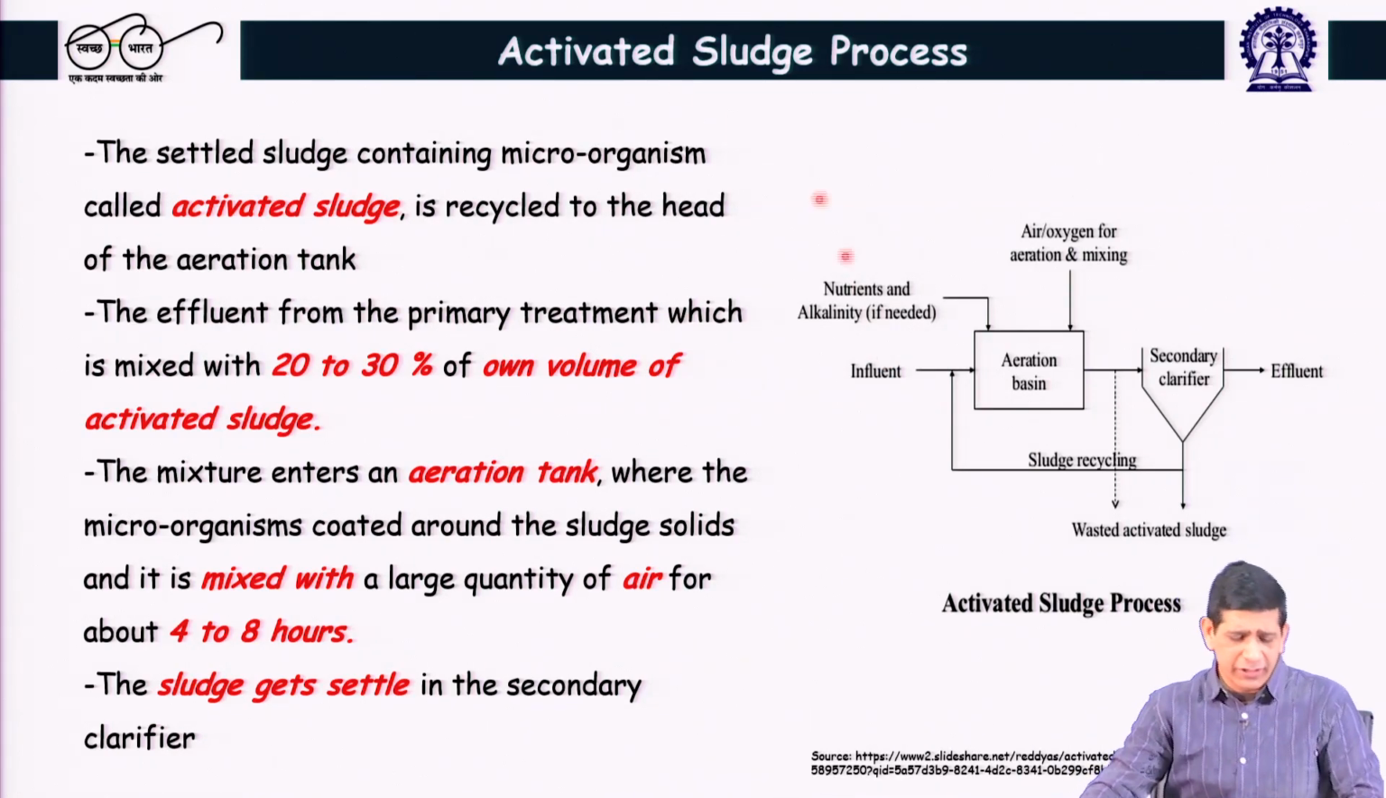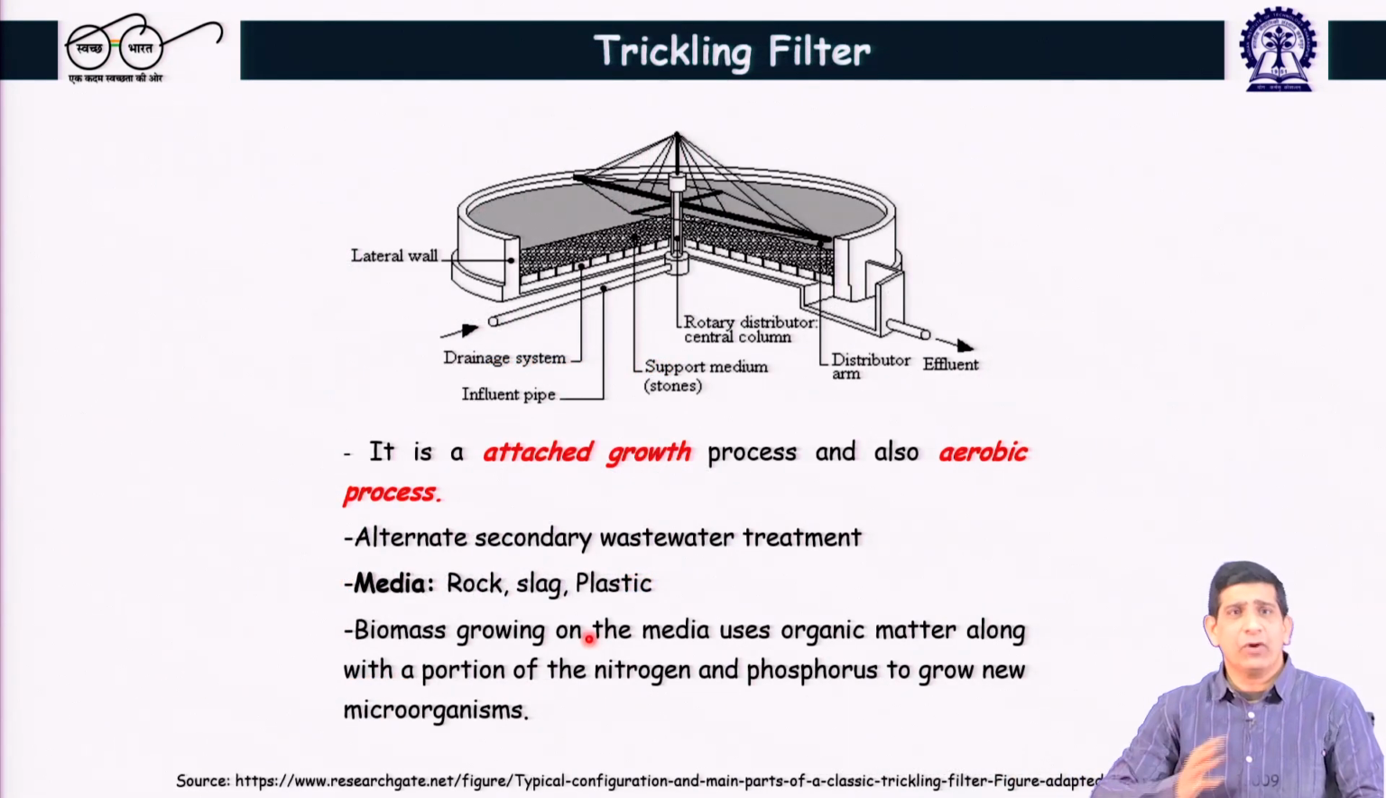And then it says the effluent from primary treatment is mixed with 20 to 30% of activated sludge, and this mixture will enter the aeration tank. Microorganisms coated with sludge solids are mixed with a large quantity of air for about 4 to 8 hours. Sludge gets settled down in the secondary clarifier. So that's the one process.